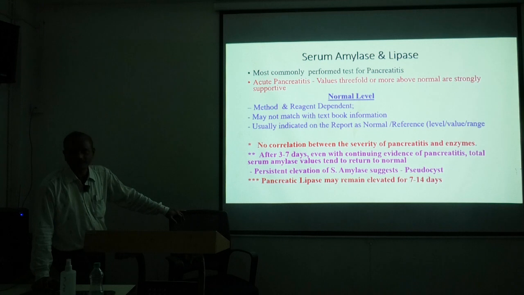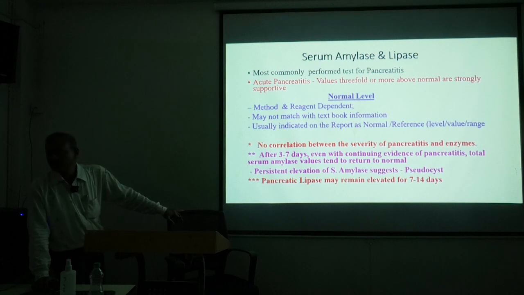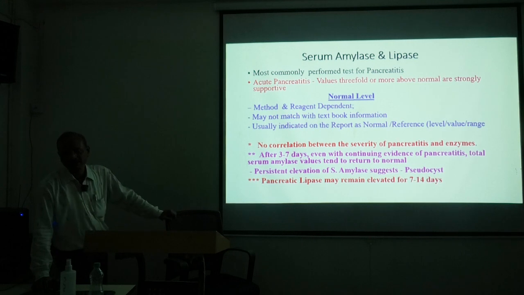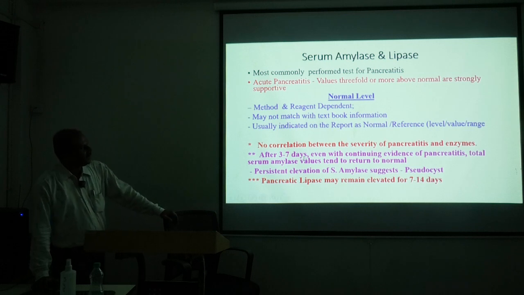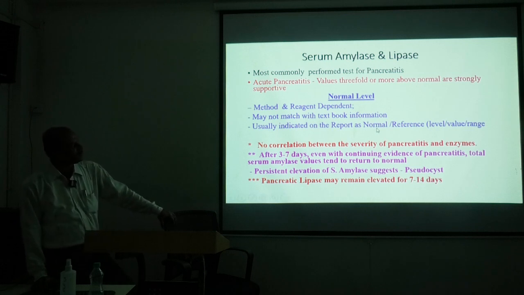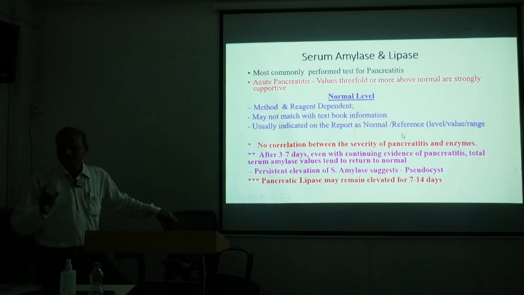The book which you will read, Biochemistry or Medicine, may not match with the laboratory report you will get. There is a separate range, and from that range you have to interpret. Usually the report indicates a normal reference range, just like the thyroid report I showed you. From that parameter you will know what is the normal level, and whether the value is high or low.